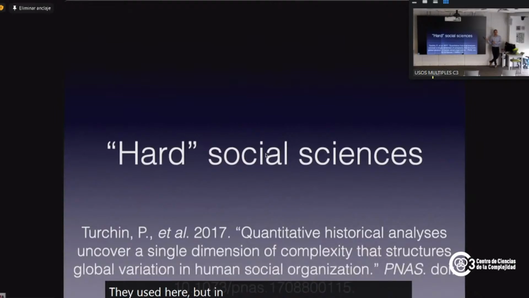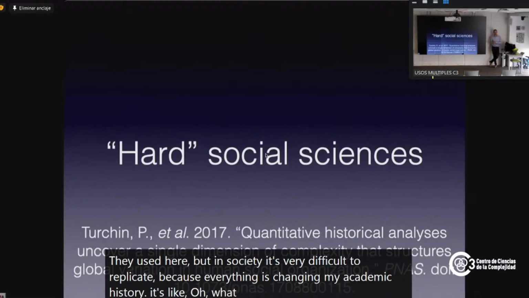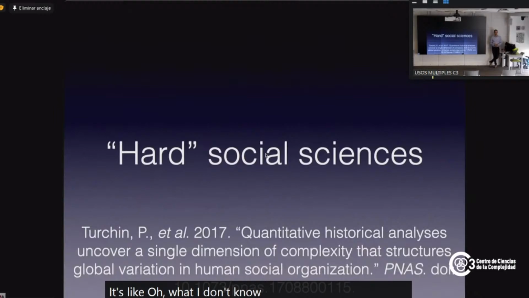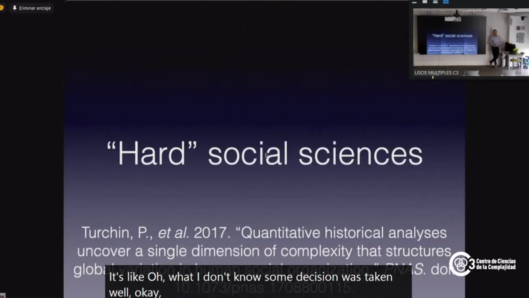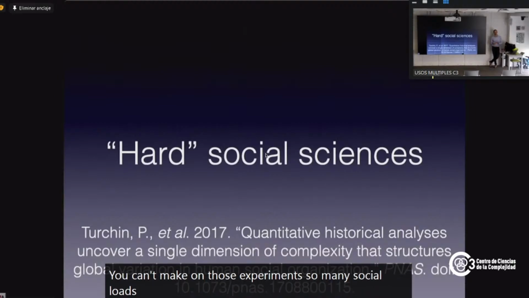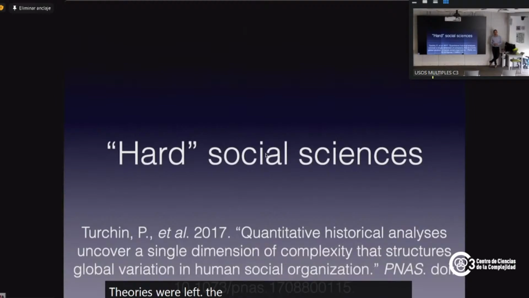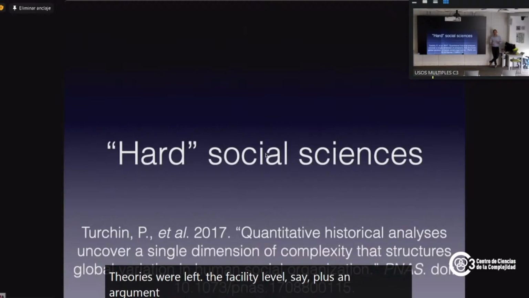But in sociology, it's very difficult to replicate conditions because everything is already changing. As in history, it's like, what would have happened if some decision was taken in a battle? Would the result be different? You can't make those experiments. So many sociological, historical, and psychological theories were left at the rhetoric level. It was an argument like, okay, which one is more convincing?